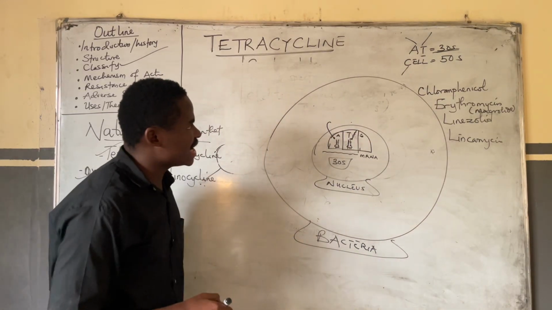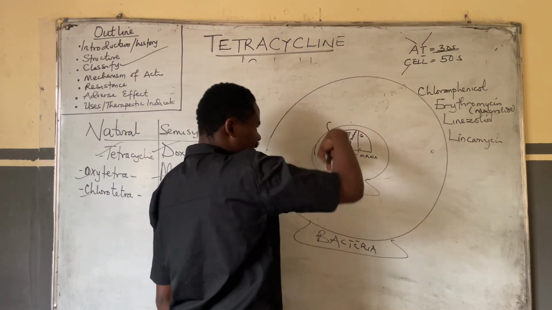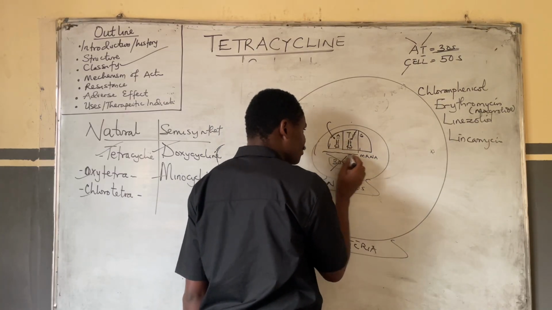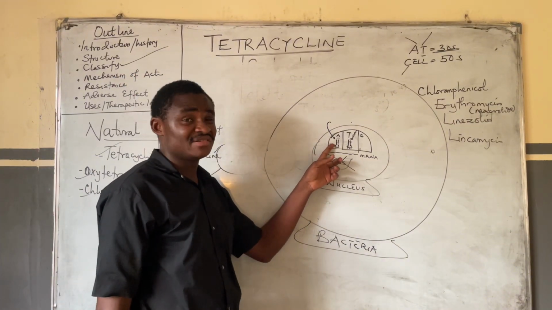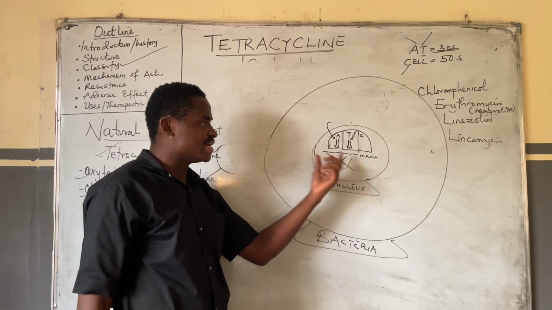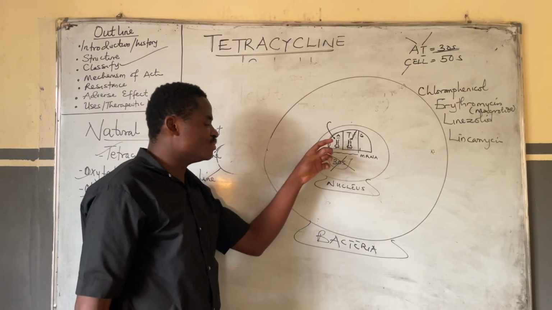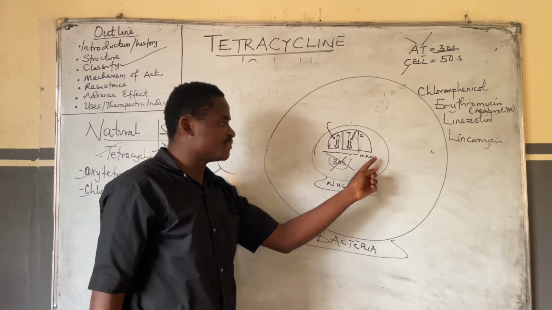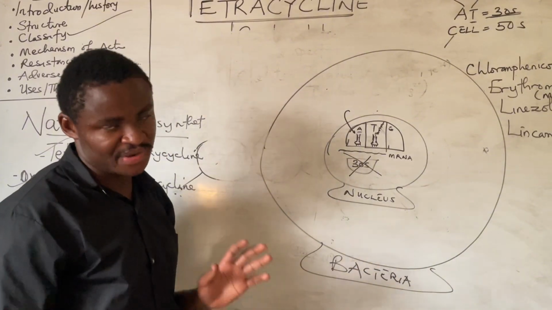So what it does is that once it binds to 30S, it will prevent the new tRNA that reaches the A site from eventually making a bond with mRNA. The new aminoacyl tRNA in the A site does not have a firm grip with mRNA. Once it binds to 30S, that integrity between 50S and 30S is never formed. So the new tRNA that reaches the arrival site does not make a firm grip with mRNA, and that means that protein synthesis is inhibited summarily.